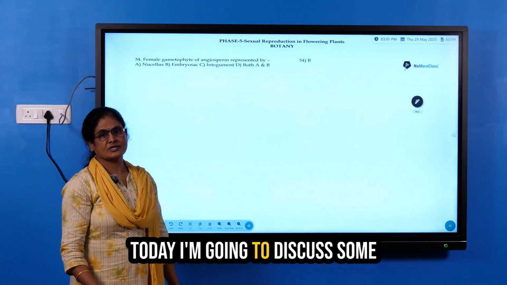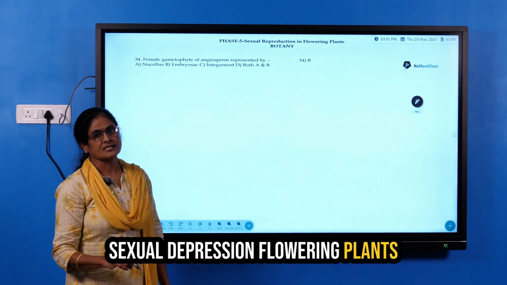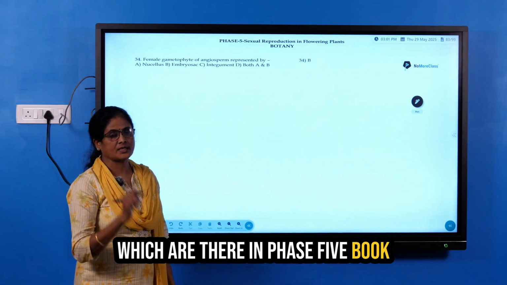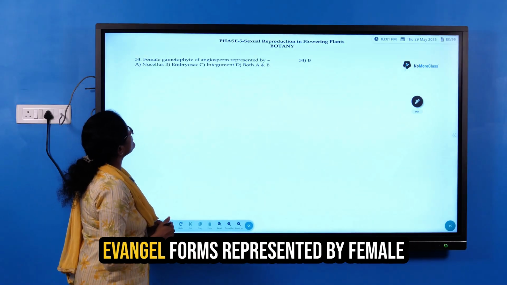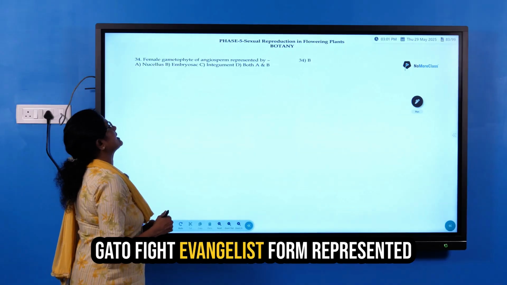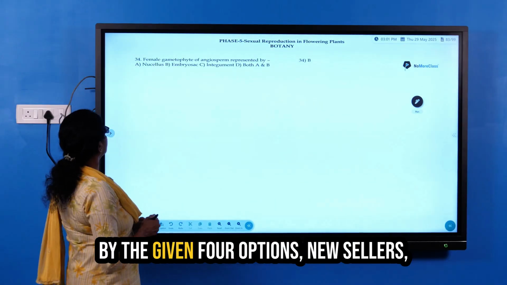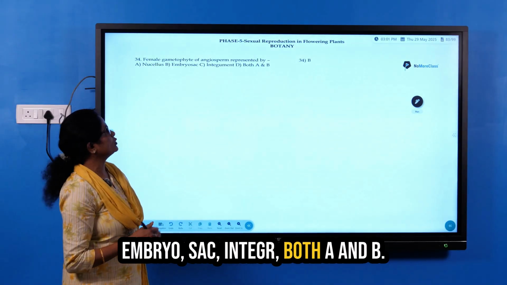Hello everyone, today I am going to discuss some important questions from the chapter Sexual Reproduction in Flowering Plants, which are there in the phase 5 book. Question number 34: Female gametophyte of angiosperms is represented by which of the following? They are given 4 options: Mucinous, Embryosac, Integument, both A and B.